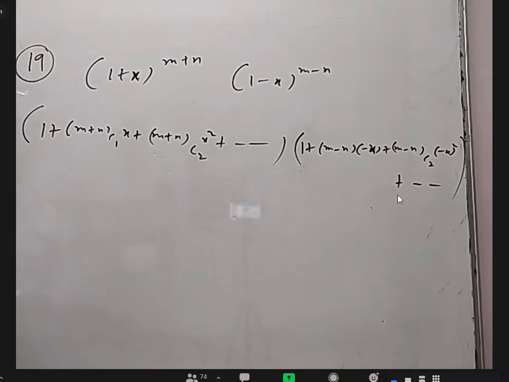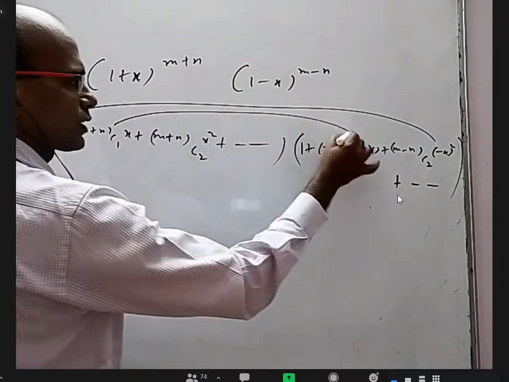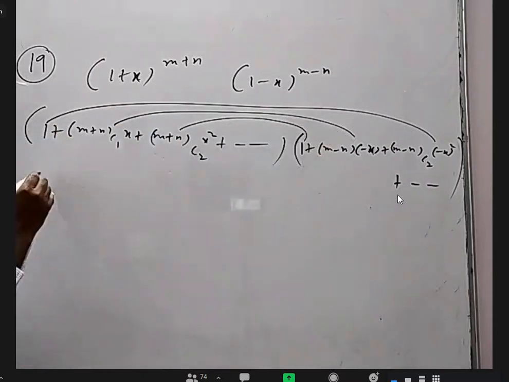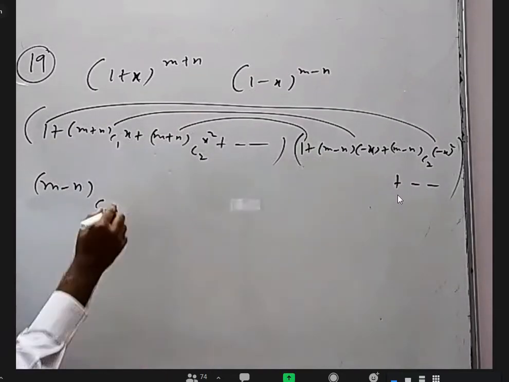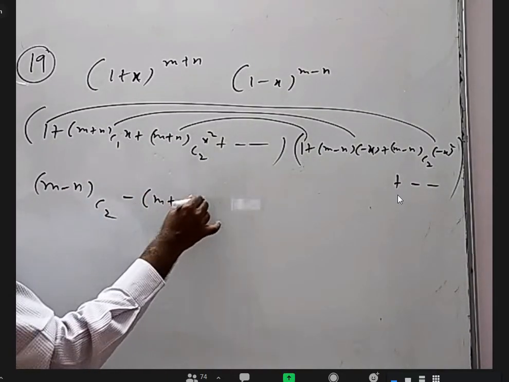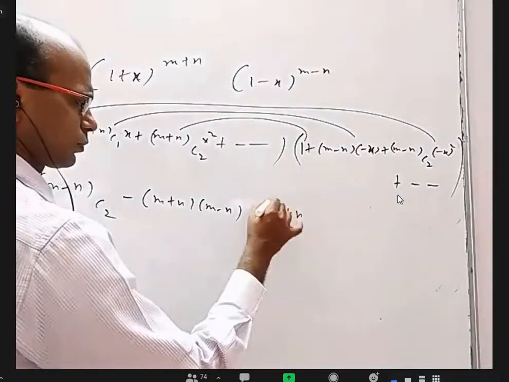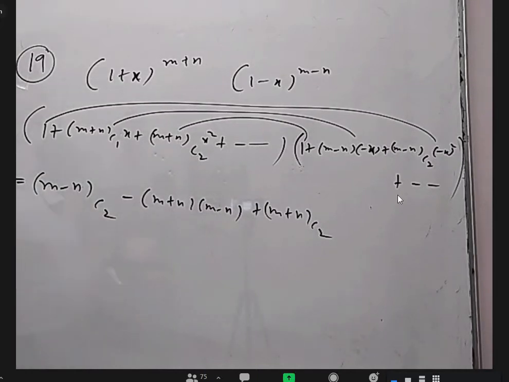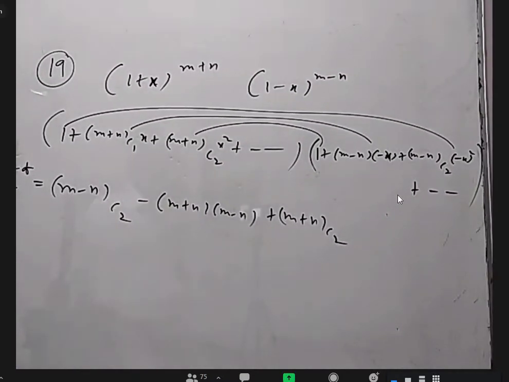If you want the x square coefficient, you will get it in three ways. The constant term here into the x square term, the x term here and x term here, and the x square term here and the constant term here. When I multiply this and this, you will get m minus n c2. When I multiply this and this, I will get minus of m plus n into m minus n. And this into this is m plus n c2. Just a matter of simplification now.